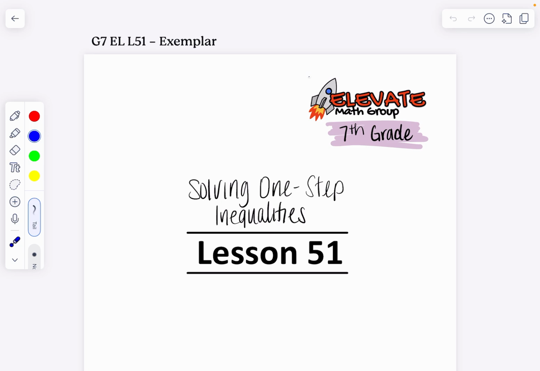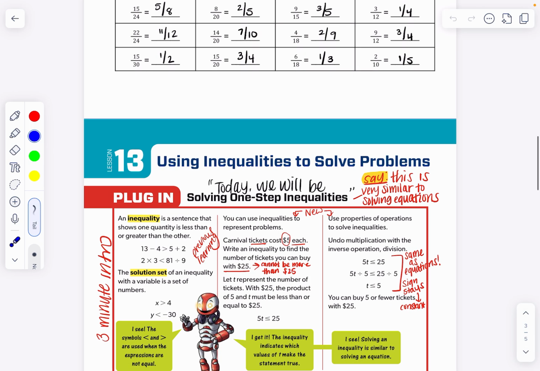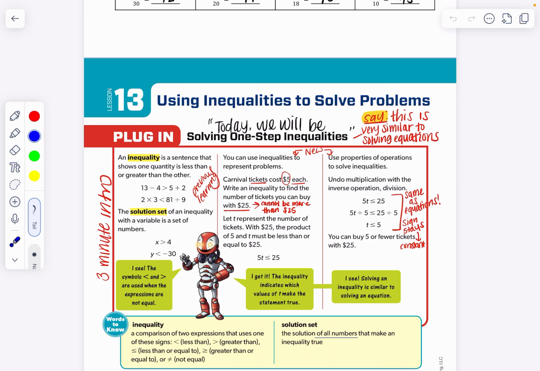Today we will be solving one-step inequalities. Now this is very similar to solving equations, which I know students have already done with you. The only thing that's different between solving equations and solving inequalities is instead of having that equal sign, now students will be using the inequality symbols. So the greater than, less than, greater than or equal to, and less than or equal to symbols with solving.